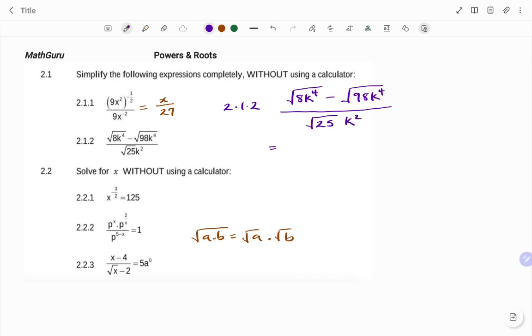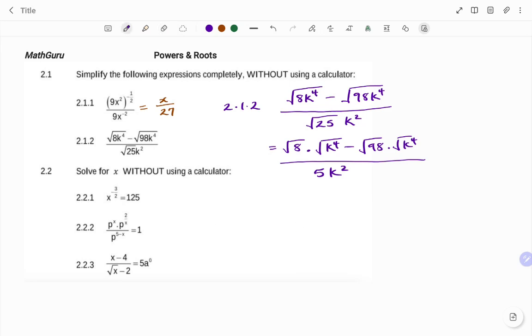So splitting up each of the terms, I have root of 8 multiplying root of k to the power of 4 minus root of 98 times root of k to the power of 4, divided by root of 25, that's 5, root of k squared. The next step, I'm going to calculate, starting with the root of 8, which is the same as root of 4 times 2, which is root of 4 times root of 2, which is 2 root 2.